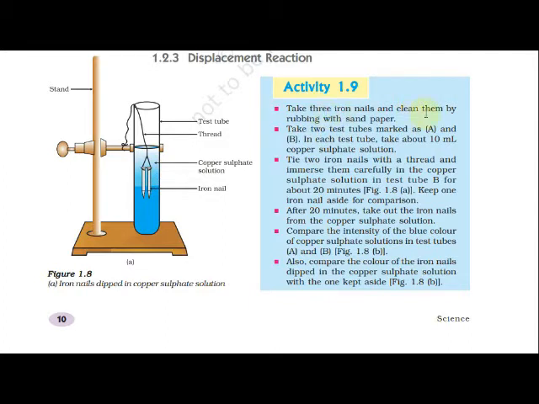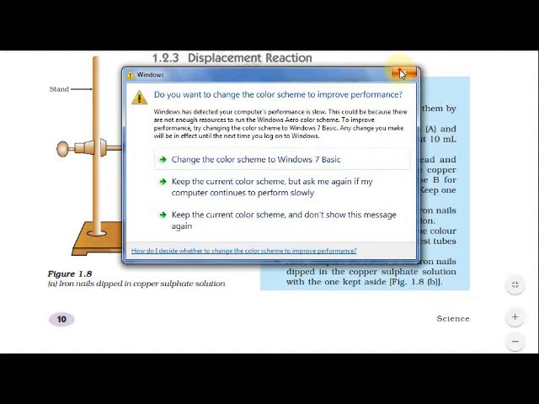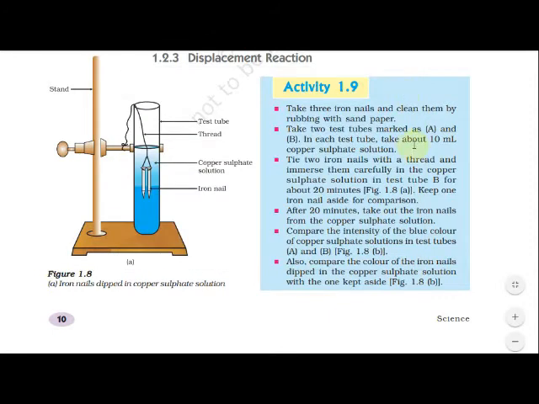Take 3 iron nails and clean them by rubbing with sandpaper. Take 2 test tubes marked as A and B. In each test tube, take about 10 ml of copper sulfate solution. Tie 2 iron nails with a thread and immerse them carefully in the copper sulfate solution in test tube B for about 20 minutes. We have to dip the iron nails into the copper sulfate solution for about 20 minutes.